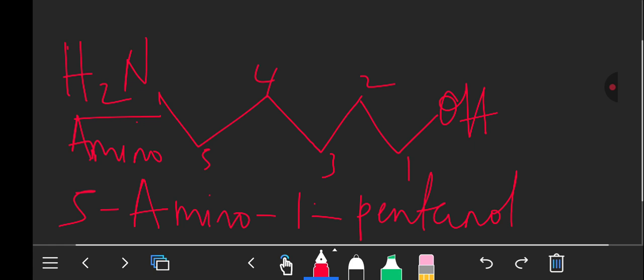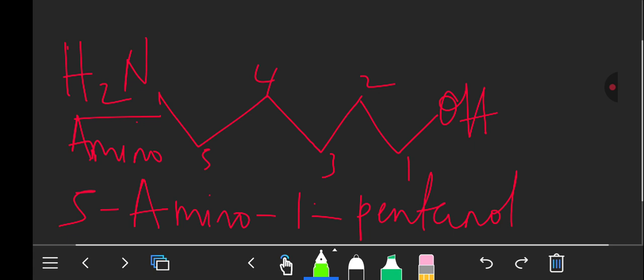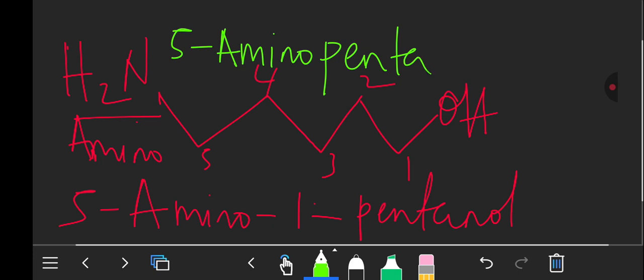Or you can even write it as, let me use a different ink. So how can you name this? You can also write it as 5-aminopentan-1-ol. At position number 1, that's where I have this alcohol, so pentanol. That is where I have the alcohol. So it is very important that you indicate the position.